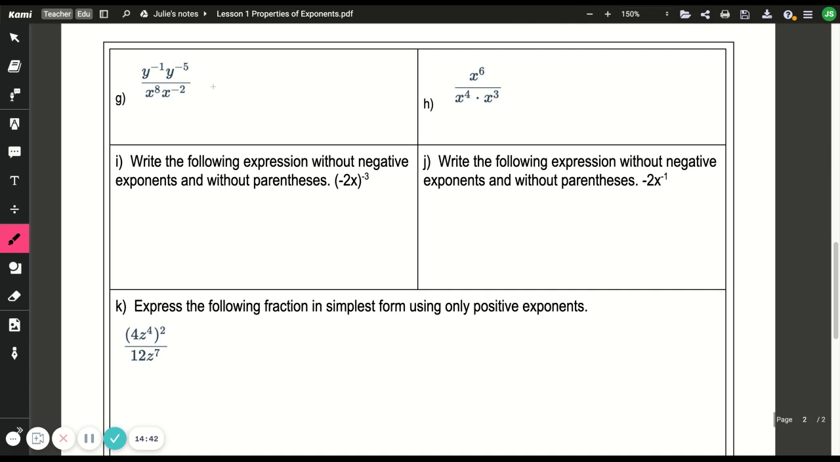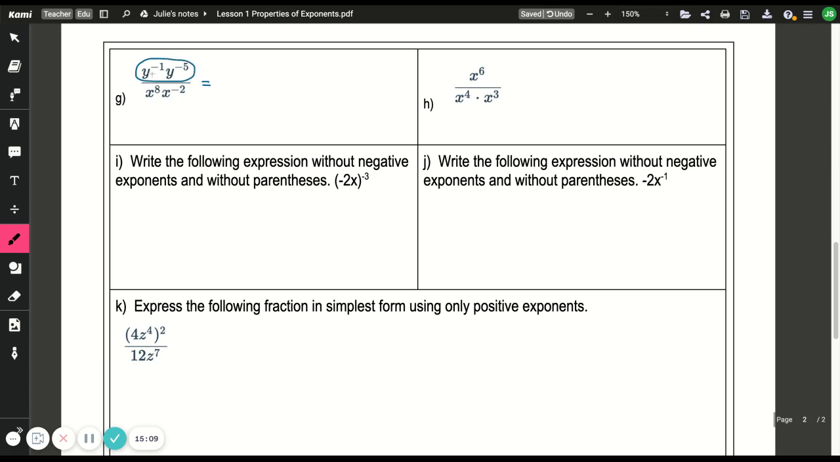So there's not one correct order to do these in, okay? I'm gonna show you the way I do them. Since I have two y's on the top and two x's on the bottom, I would combine those first. So I would simplify the top first.